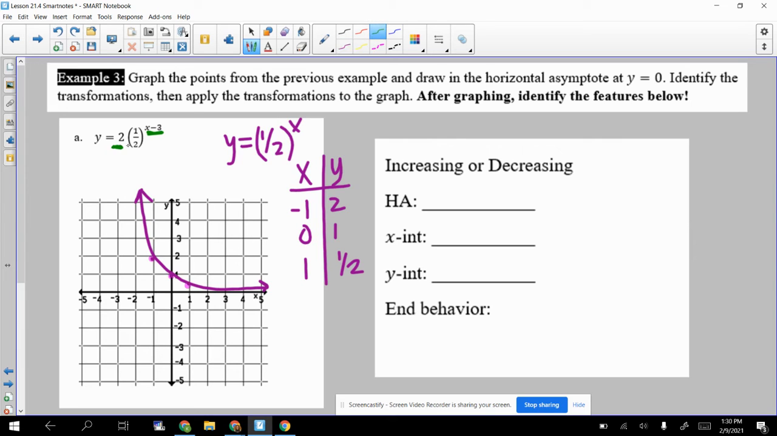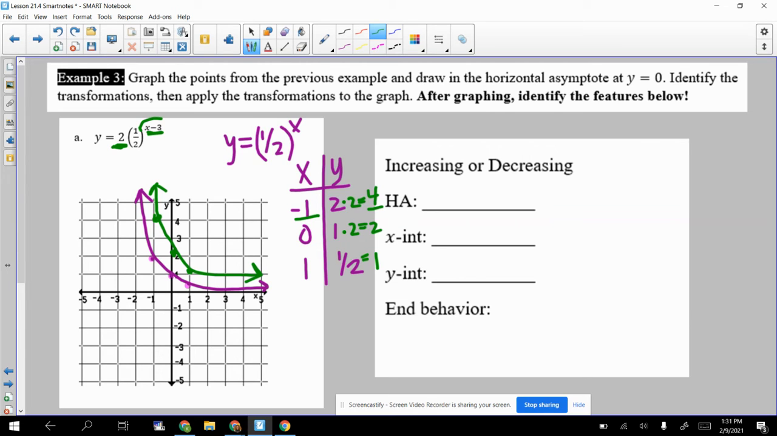So what we want to do, because of this 2 out front, is we want to take all of our y values and multiply them by 2. Okay, so we're going to multiply by 2, and that's going to equal 4. Multiply by 2, and that's going to equal 2. And then multiply by 2, 1/2 times 2 is 1. So now I'm going to plot those points. So -1, 4. 0, 2, and 1, 1. Okay, so this is what it would look like if it were stretched vertically by 2.